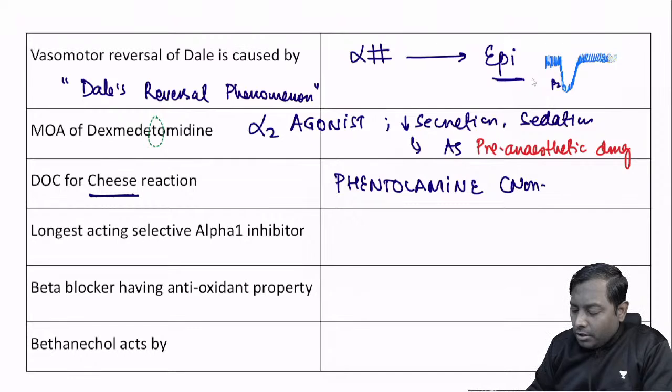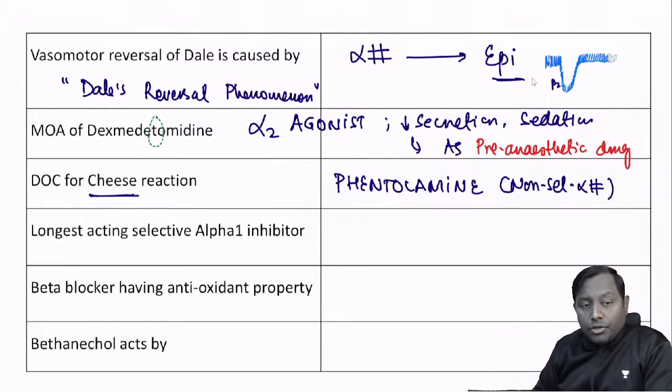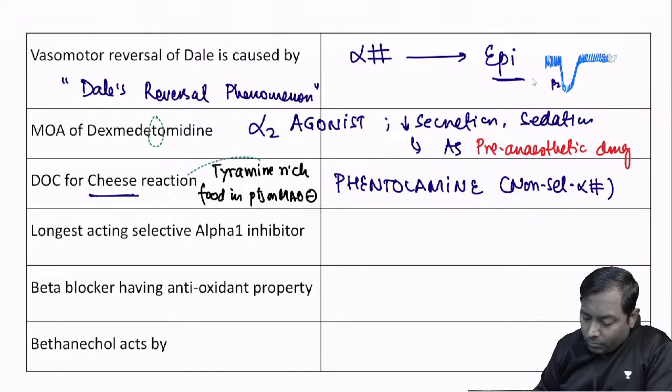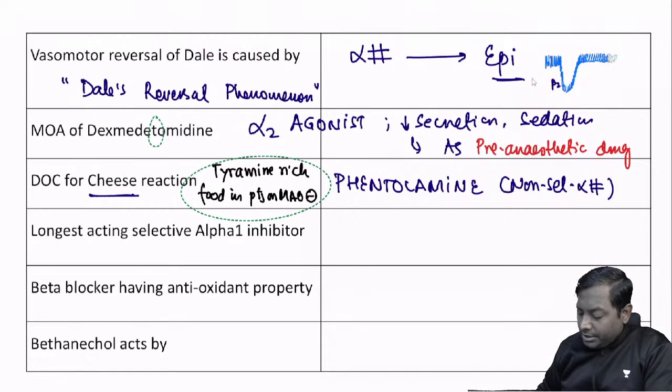Phentolamine is actually one of the non-selective alpha blockers. If you are going to give tyramine rich food in a patient who is already on MAO inhibitor, this is how you can elicit the cheese reaction.